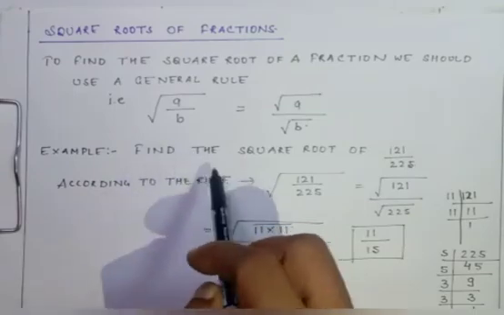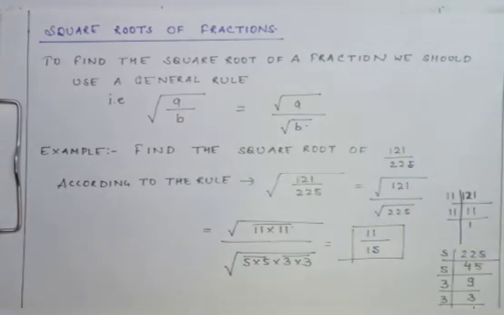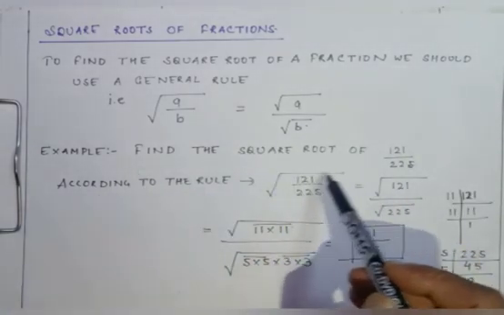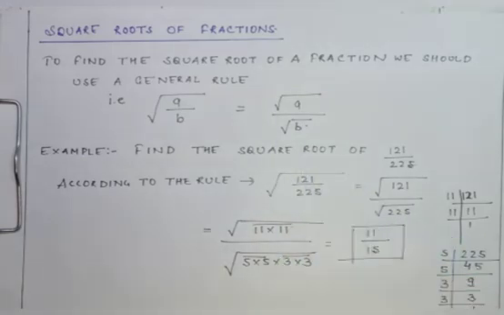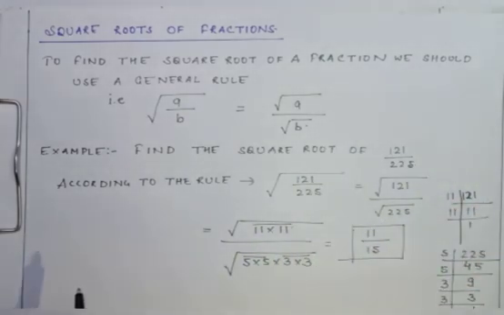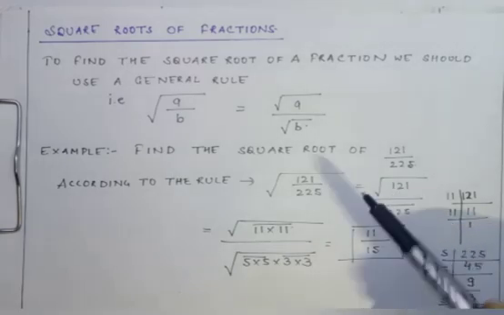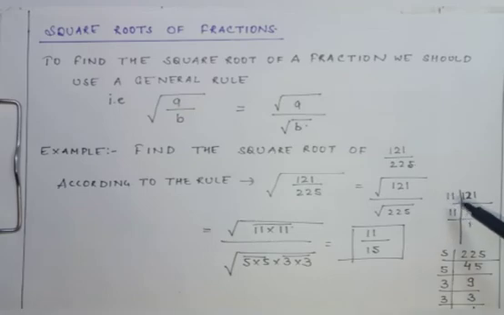Let us see with the help of an example. Find the square root of 121 upon 225. According to the rule, first of all you place the given number inside the root, that is under root 121 upon 225. After that, separately you place both the numbers inside the square root and find the prime factors of both. Here the prime factors of 121 are 11 into 11, and the prime factors of 225 are 5 into 5 into 3 into 3.